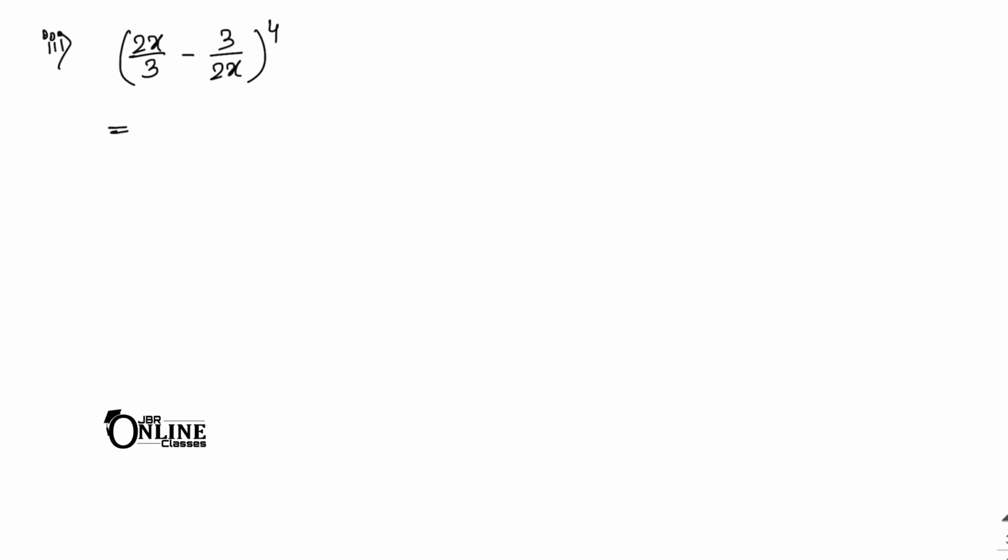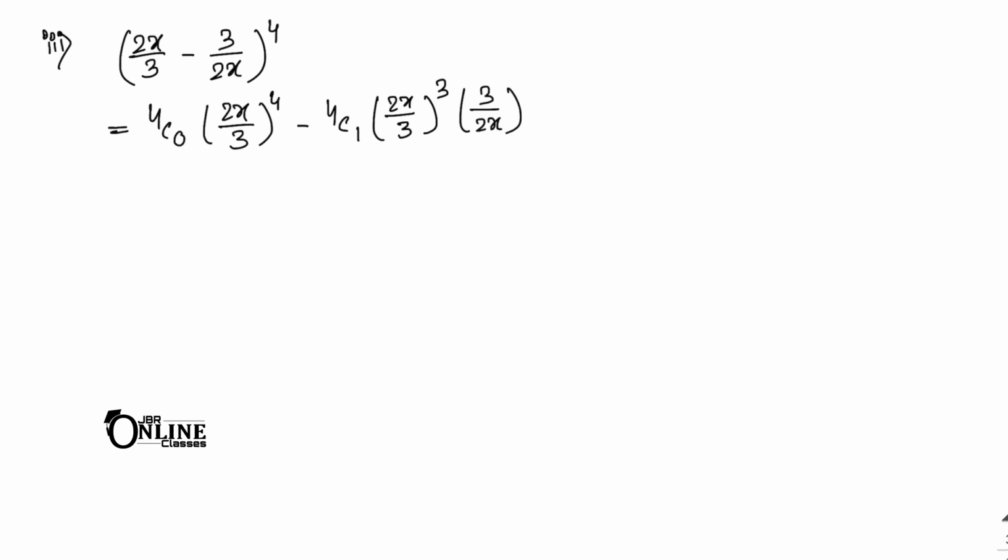Now number 3, (2x minus 3 by 2x) whole to the power 4. So here you can write down the first one 4c0, then (2x) whole to the power 4, and next one will be power 0, so that means 1. Now next, as here plus, so the second one will be in minus. Then here 4c1, and next one (2x) whole cube, and this one will be (3 by 2x) to the power 1.